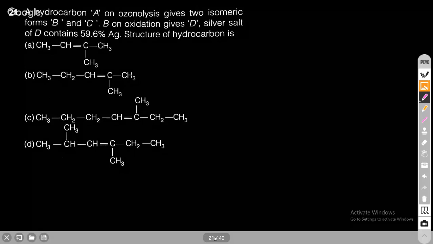Okay, see, I'll solve this question. First of all, you see the hydrocarbon A on ozonolysis gives two isomeric forms, B and C. Right? And what will those isomeric forms be? Obviously, they can be aldehyde or ketone, right? Because we can convert these into each other easily. We'll see that also. So first of all, we get two isomeric forms B and C.